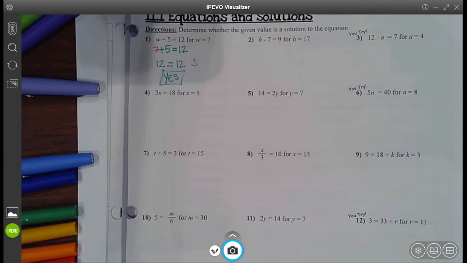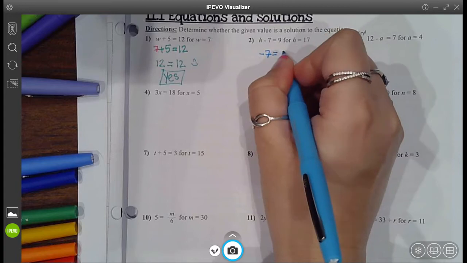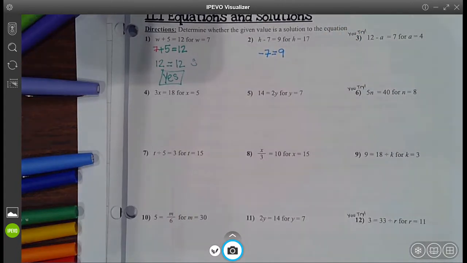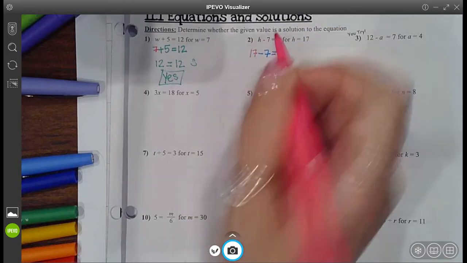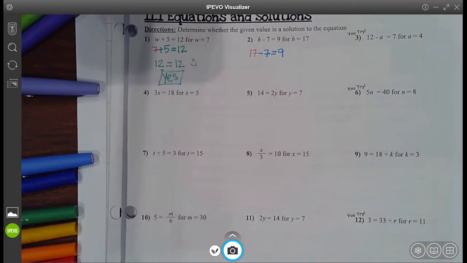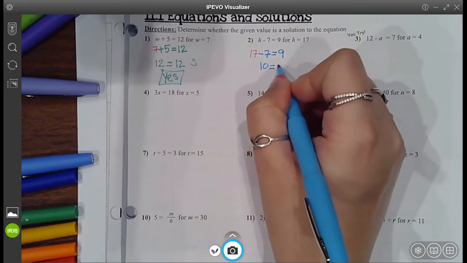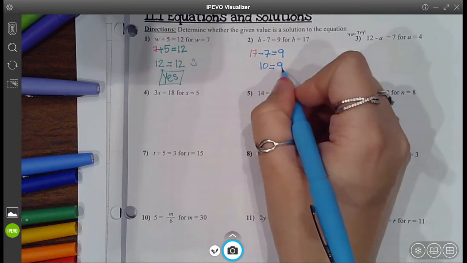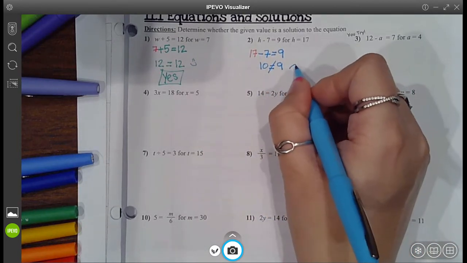The next one says the equation of h minus 7 equals 9, but they think that h is 17. So I'm going to substitute in what they think the answer is, and then let's simplify it. So you have 17 minus 7 is 10. Bring down your equals, 9. And does 10 equal 9? No, it sure doesn't. That is an untrue statement. Put a little sad face there.